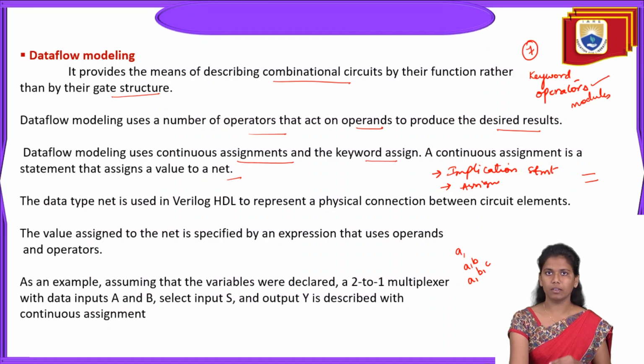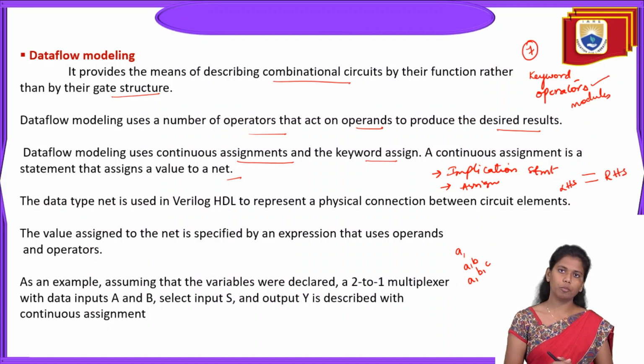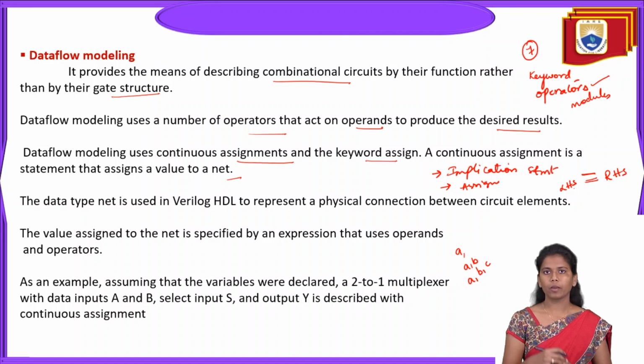In every assignment there is the operator equals to, and to the left of the operator we have the LHS, and to the right of the operator we have the RHS. Obviously, to the left of the assignment operator, represented with the equals to, the left hand side consists of variables. They could be in terms of net, or in terms of other particular variable types.